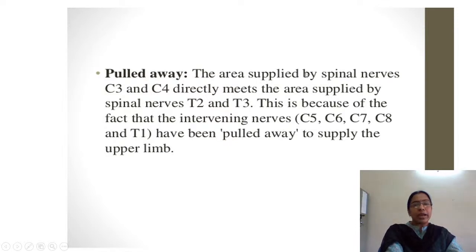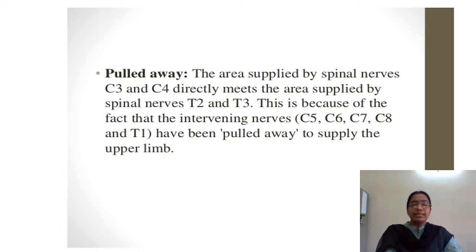The area supplied by spinal nerves C3 and C4 directly meets the area supplied by T2 and T3. This is because of the intervening nerves between these. After C4, it is C5, C6, C7 and C8, and T1, they have been pulled away. So, all of C5, C6, C7 and C8 are pulled away to supply the upper limb.